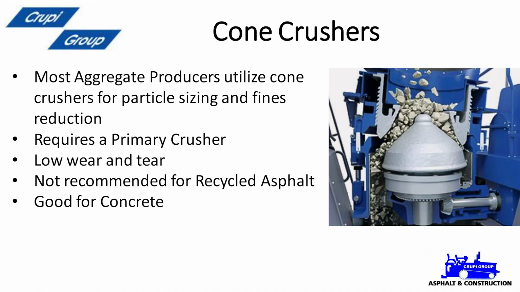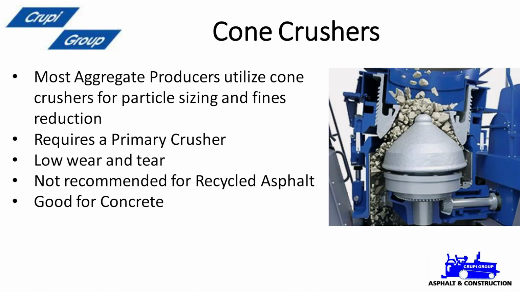So a jaw crusher needs a secondary crusher to give you your final product. Depending on the size of the primary jaw crusher, it can bring the material down to 2-inch to 4-inch, 4-inch to 6-inch, or a lot larger size, depending on what your secondary crusher is. The next type of crusher is the cone crusher.